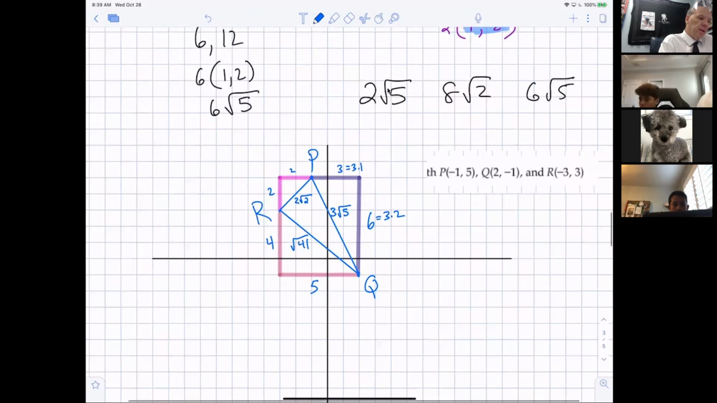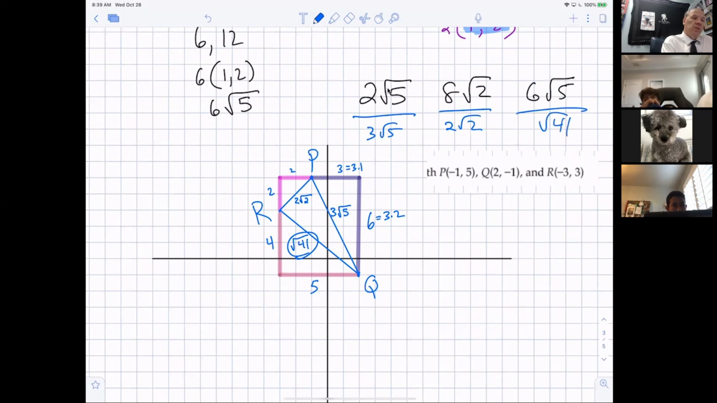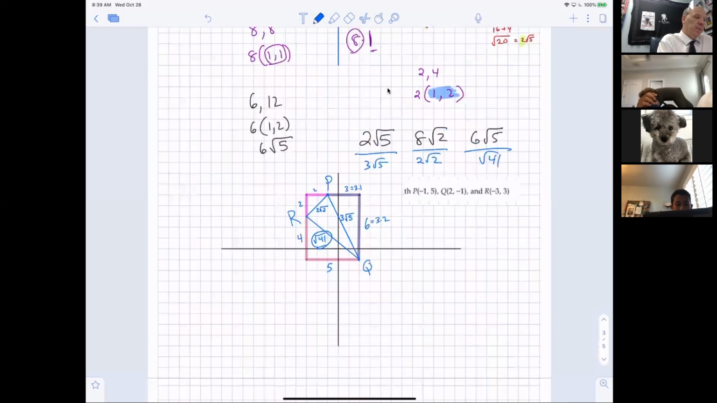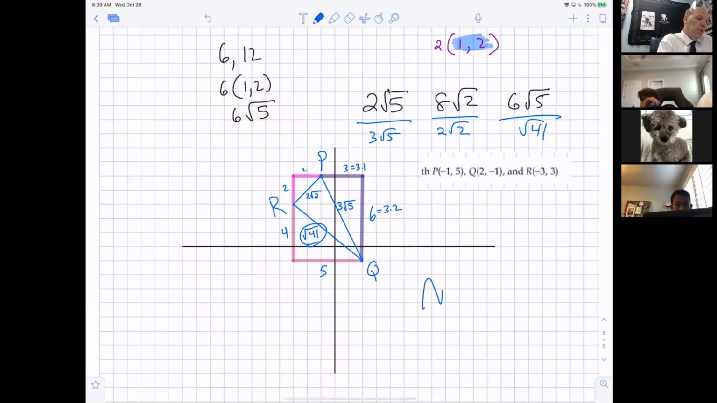So is it safe to say now? Not similar. Square root of 41 has nothing to do with the other ones. I thought it was going to work out because we could put the 3 radical 5, right? I was thinking with the 2 radical 2, and then over here is a 41. Those are not going to work. So we wasted a whole bunch of time. Not similar. Unless we did something wrong.